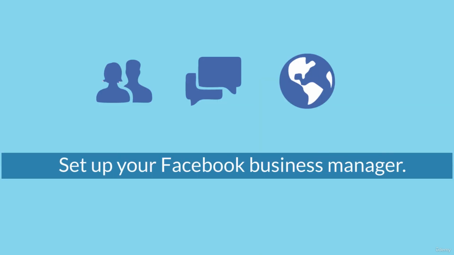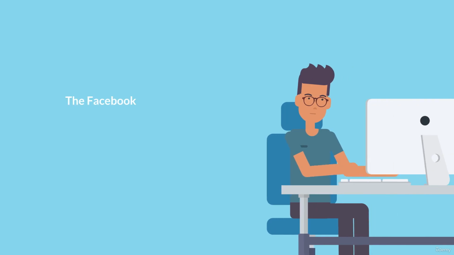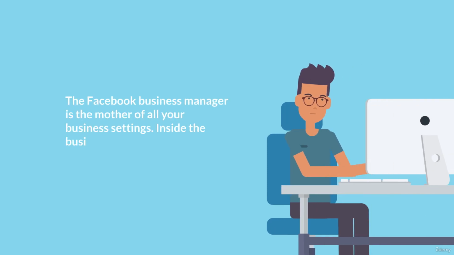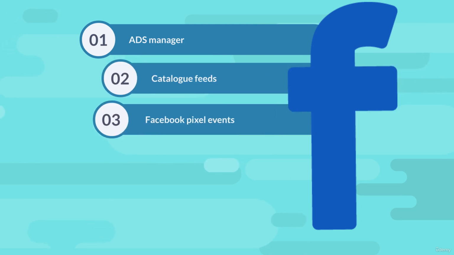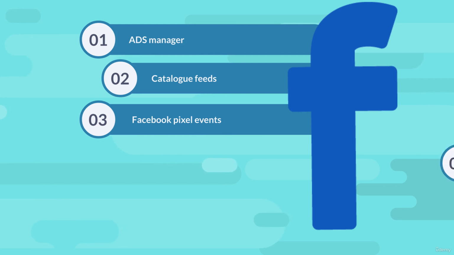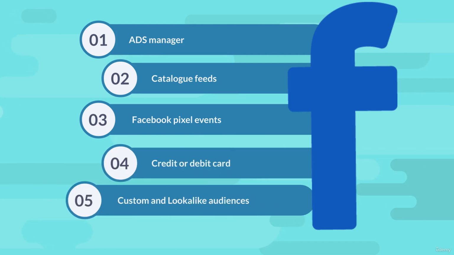Secondly, set up your Facebook Business Manager. Go to business.facebook.com and set up your Facebook Business Manager account. The Facebook Business Manager is the mother of all your business settings. Inside the Business Manager, you will set up number 1, Ads Manager, number 2, Catalog Feeds, number 3, Facebook Pixel Events, number 4, Credit or Debit Card, and number 5, a custom lookalike audience.